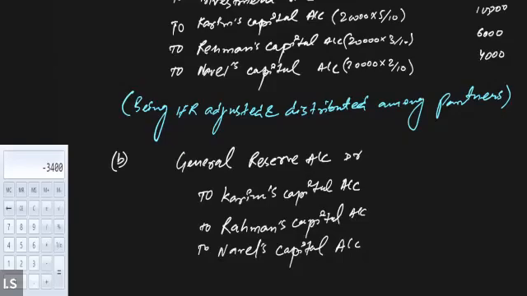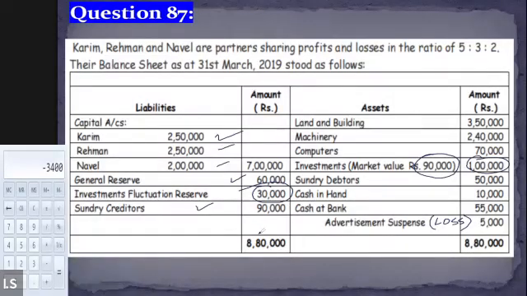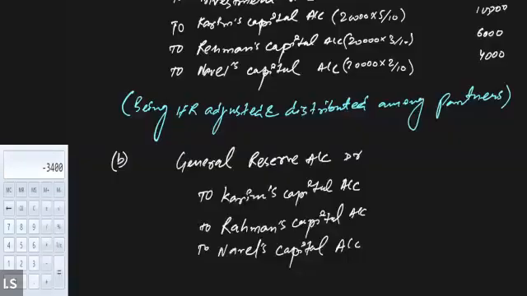What was the value of the reserve? The value of the reserve was 60,000. So 60,000 will be debited, and the same will be distributed among the partners in the old PSR. That means 5:3:2. So obviously Kareem is going to get 30,000, and 18,000 and 12,000.